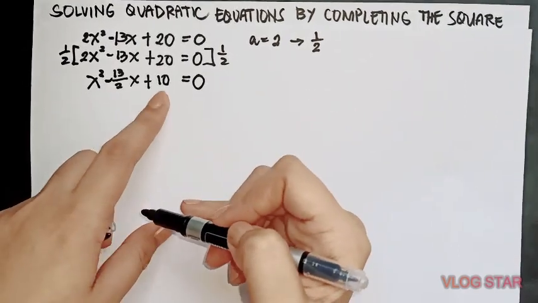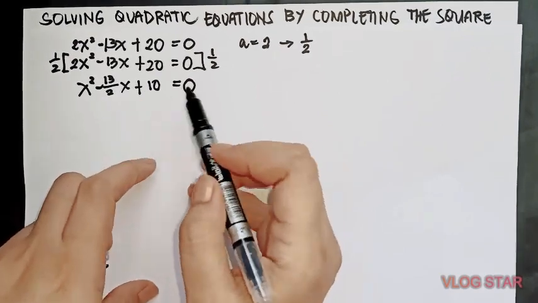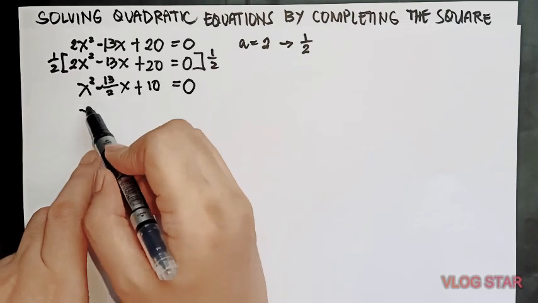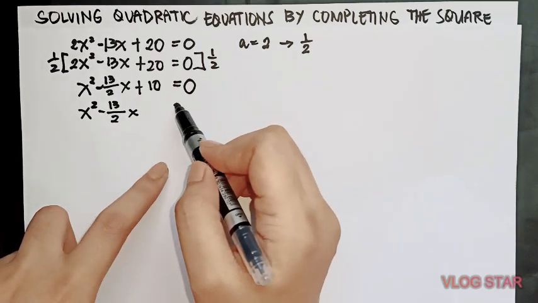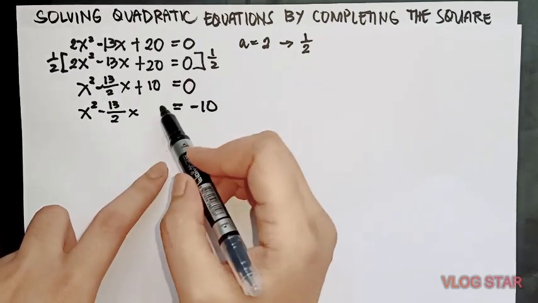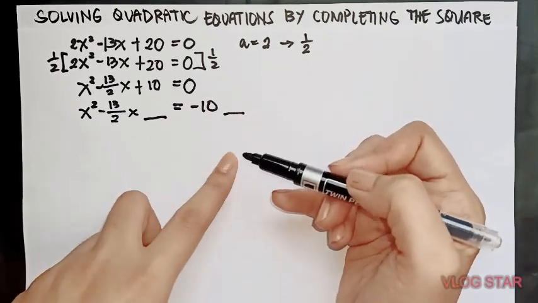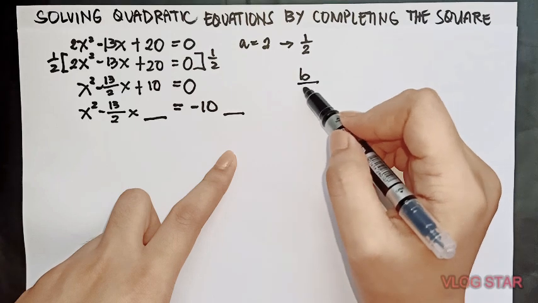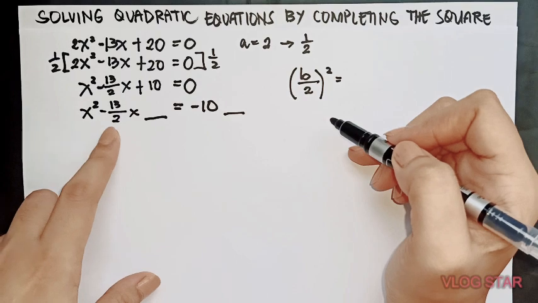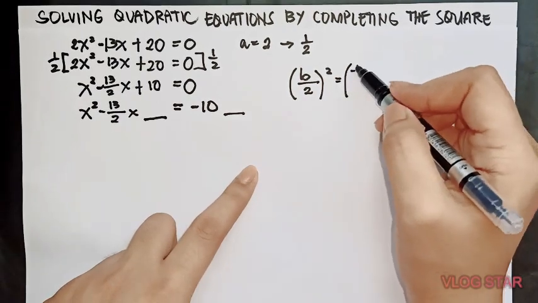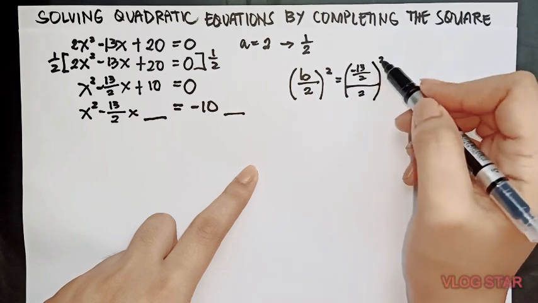Now we have a trinomial which is not a perfect square. So we're going to move 10 to the other side of the equal sign, and this becomes x squared minus 13 halves x equals negative 10. Now what will be the third term to put on these blanks? We're going to use b divided by 2, squared. b here is negative 13 halves, so we have negative 13 halves divided by 2, and then the square of that.